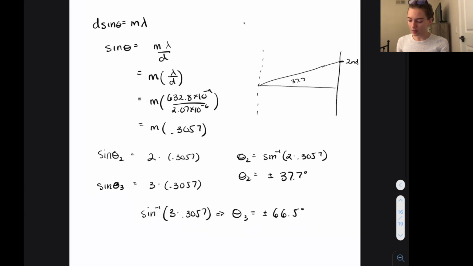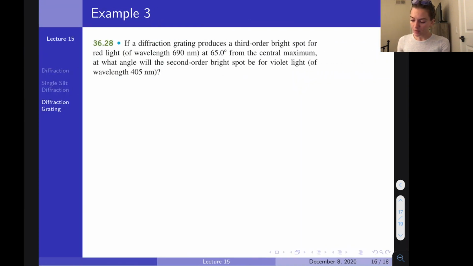Okay, so now let's do another example with this diffraction grating. So here we have, if a diffraction grating produces a third order bright spot for red light, so the wavelength is 690 nanometers, at 65 degrees from the central maximum, at what angle will the second order bright spot be for violet light of wavelength 405 nanometers? And now when they say second order and third order, they just mean m is equal to 2 and m is equal to 3. So that's all the first, second, third order means.